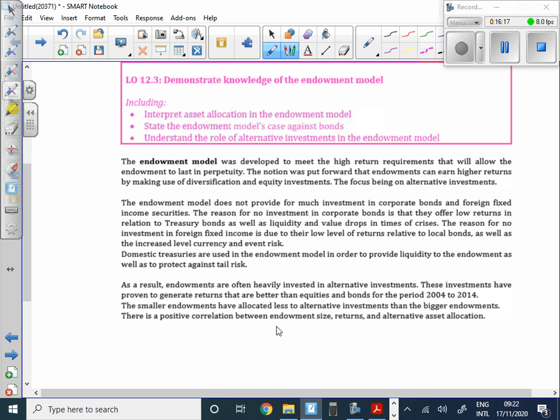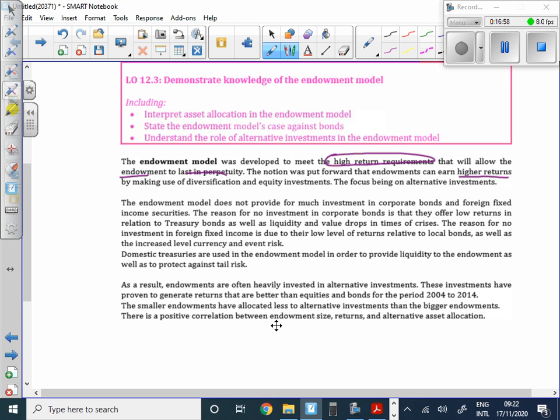Okay, we move ahead over here. Let's have a look. It was developed, I'll read it to you verbatim, to meet the high return requirements that will allow the endowment to last longer. And the thought that was put forward was that endowments can earn higher returns, and one of the reasons is that they can sit in less liquid investments because they don't need the money straight away, and because their time horizons on an endowment and a foundation are generally going to be a little bit longer.